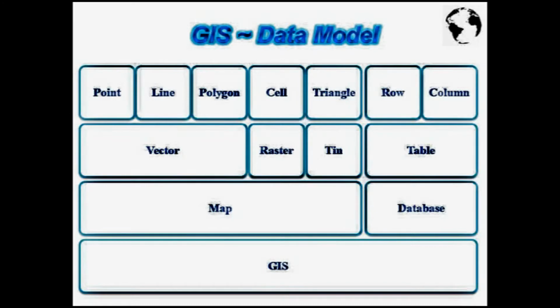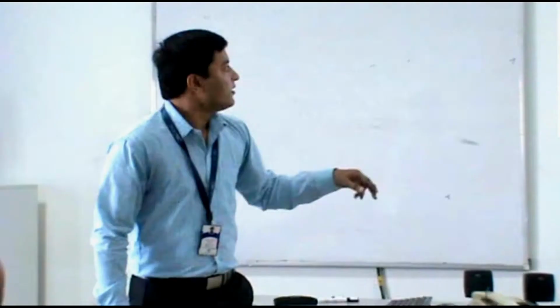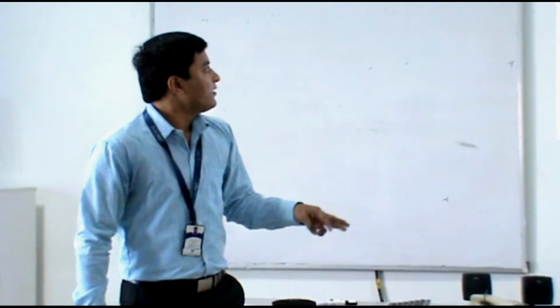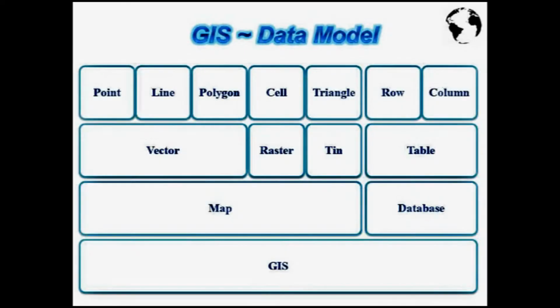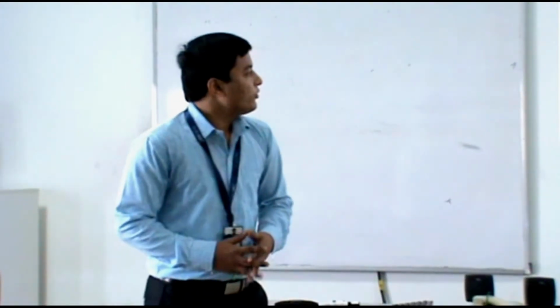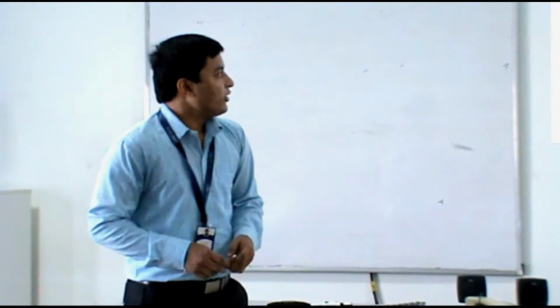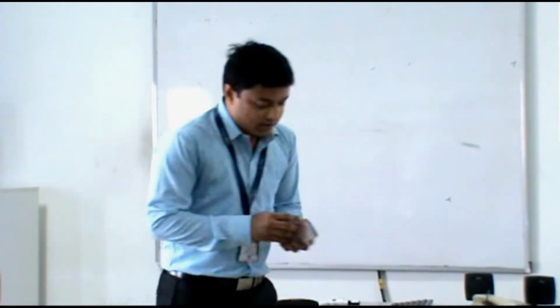The map is based on vector, raster and TIN. Vector has three types: points, lines and polygons. Raster is in the format of cells. TIN is represented as triangles. And we all know what a database is: table, row and column. I have one application.